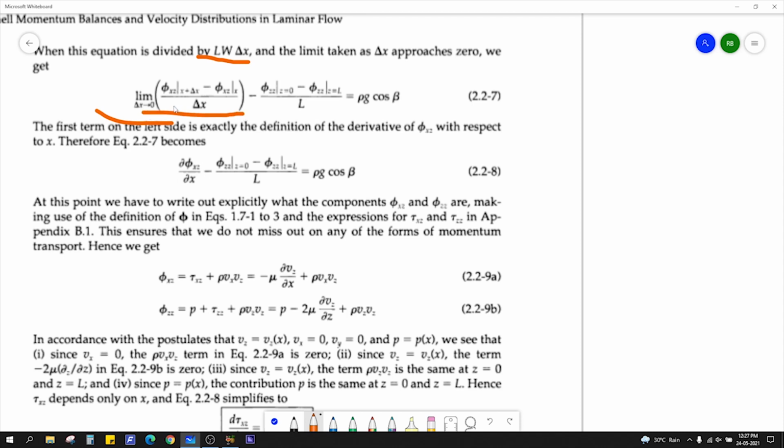So this is nothing but the derivative of phi xz with respect to x. Okay, this is the definition of limits. You convert limits into a differential equation. Then again here, we don't have any delta term, any finite term. You cannot take a limit because L is constant, a finite value. So there is no limit here. So it is simply like this.